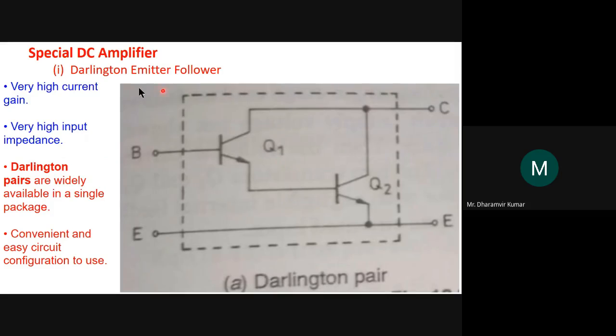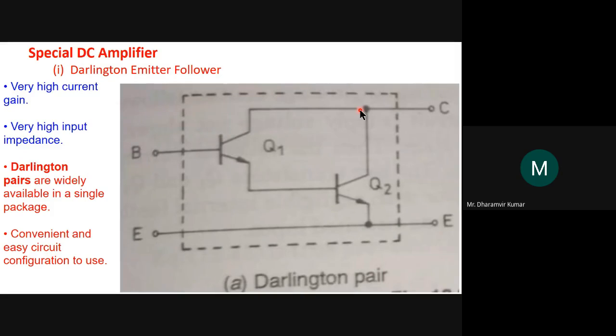Now starting with the Darlington emitter follower, you might be aware of this. This is a pair, so this consists of two transistors. They are connected back to back. Look here: this is the first transistor Q1, and this is the second transistor Q2. Q1 and Q2 are connected back to back. The input is provided at the base of Q1. This is the emitter terminal, and this is the collector terminal.